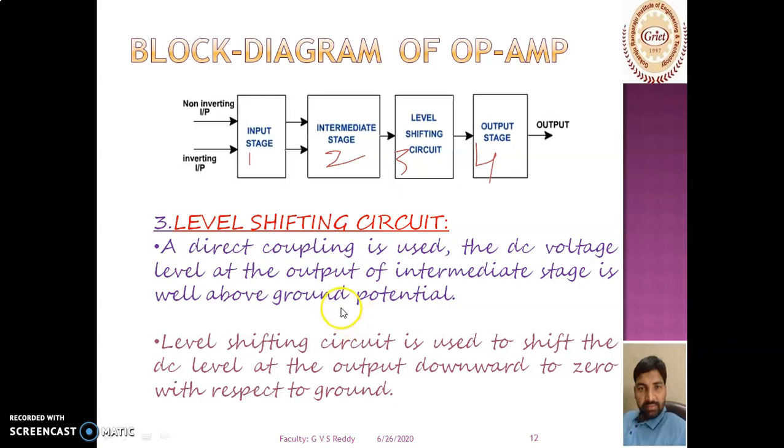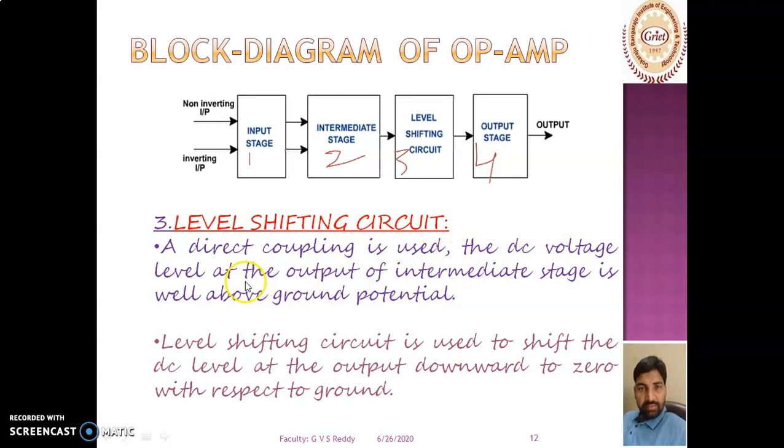Now come to the third block of the operational amplifier, which is nothing but a level shifting circuit. A direct coupling is used between the first two blocks. That is, the first block is a dual input balanced output differential amplifier, and the second block is a dual input unbalanced output differential amplifier. These two are directly coupled. That is, the output of the first differential amplifier is directly connected to the input of the second differential amplifier. So direct coupling is used.